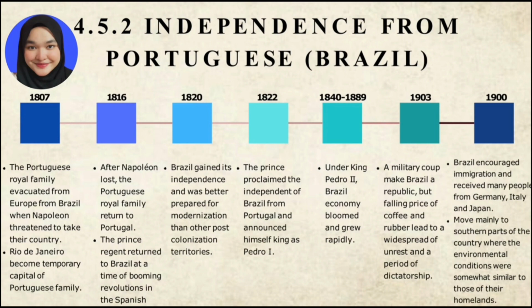In 1903, a military coup made Brazil a republic, but the falling price of coffee and rubber led to widespread unrest and a period of dictatorship. Brazil encouraged immigration and received many people from Germany, Italy, and Japan, who moved mainly to the southern parts of the country where the environmental conditions were somewhat similar to those of their homelands.